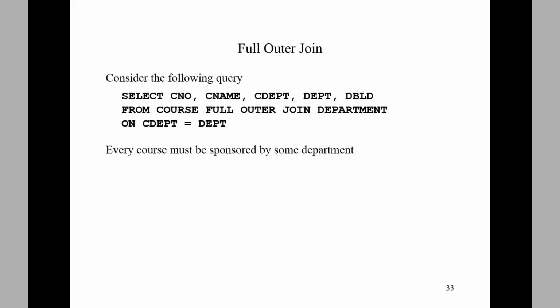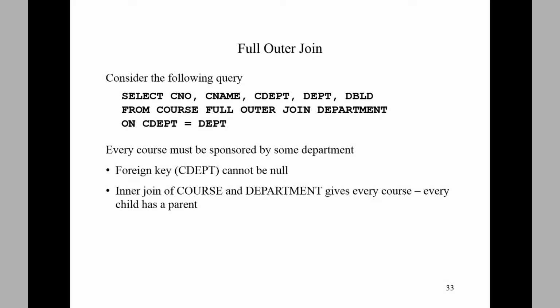The foreign key in the course table is C department. It makes a reference to the primary key of department in the department table. Because every course must be sponsored by some department, the foreign key cannot be null. The inner join of course and department will give every course, that is, every child has a parent. So if we conduct an inner join, we won't miss any courses. There are no non-matching courses.